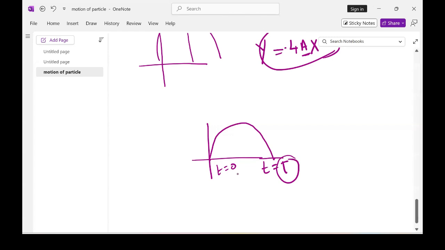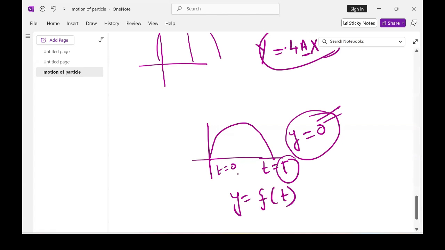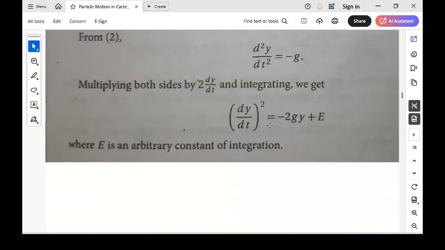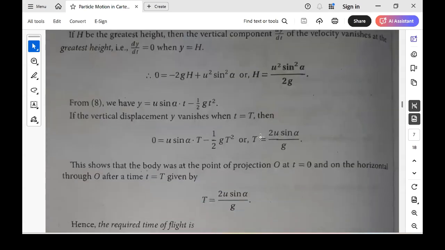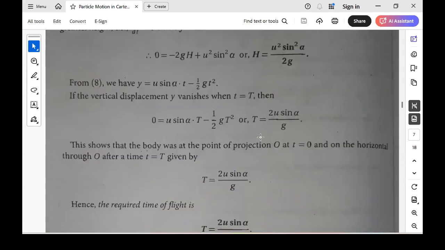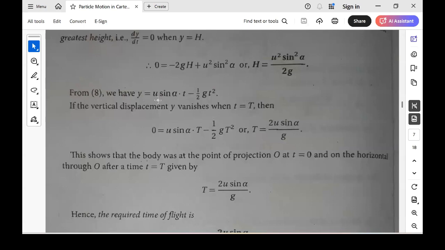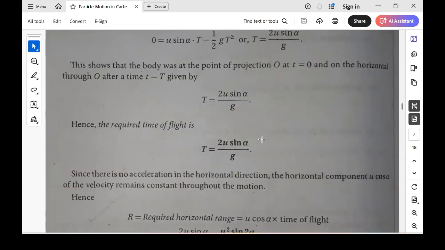So what is the condition? Once you reach the ground, what is the particle displacement? y equals 0. So I need to use this y equals 0 in the y equals f(t) expression. So what is the f(t)? f(t) we have already derived. As you can see here, this is the f(t) situation. Let me just scroll it a bit. This one was the f(t) situation, equation 8. So you just plug in y equals 0 when t equals capital T. So simply you will get the T expression here. So the required time of flight we have also got.